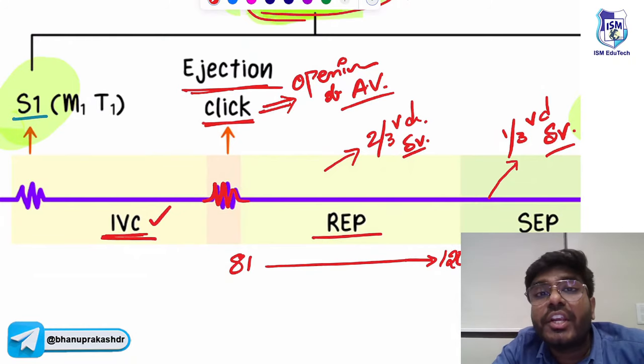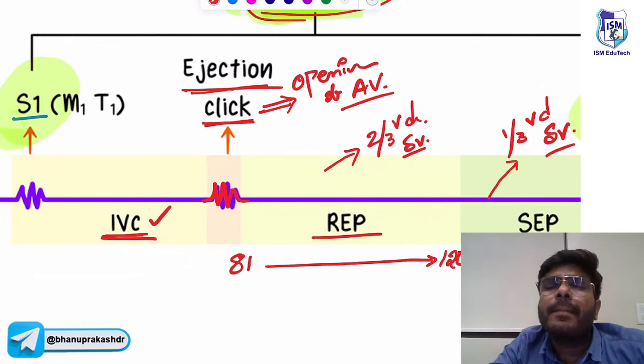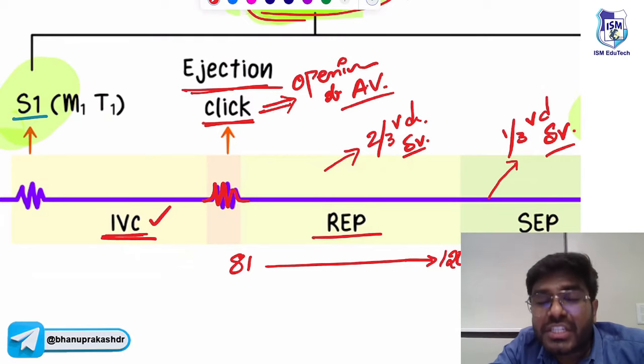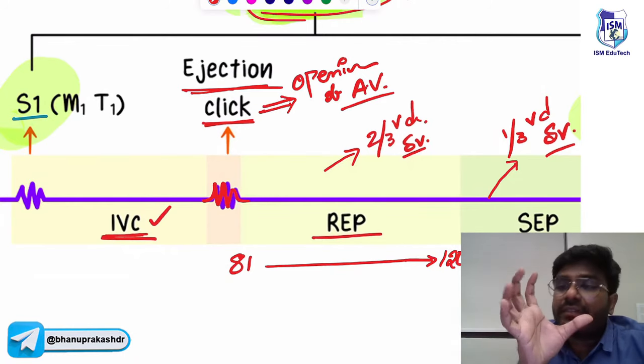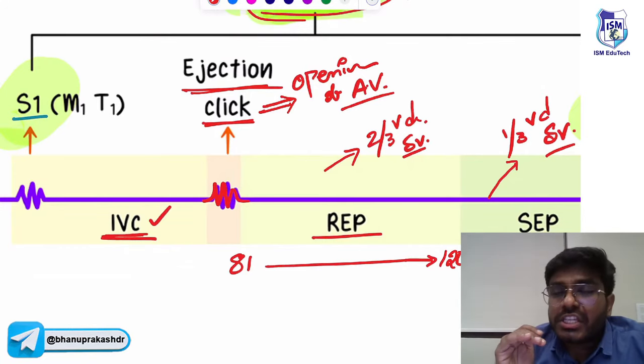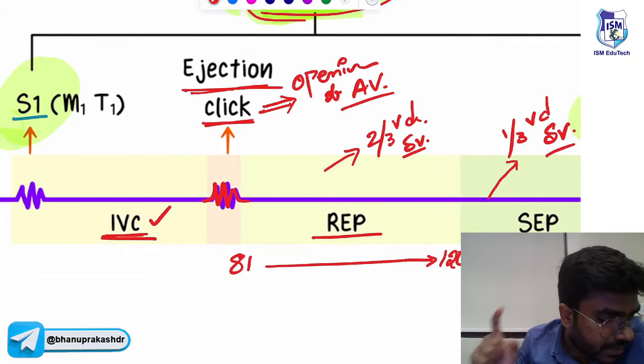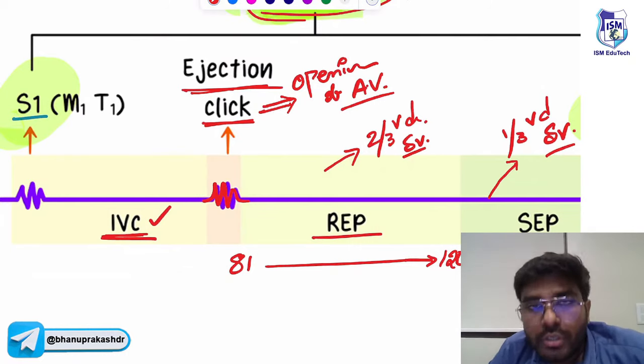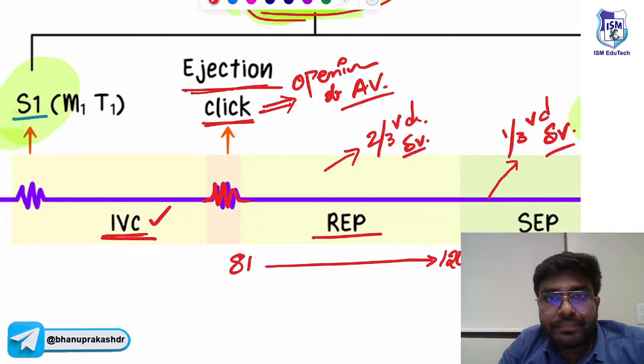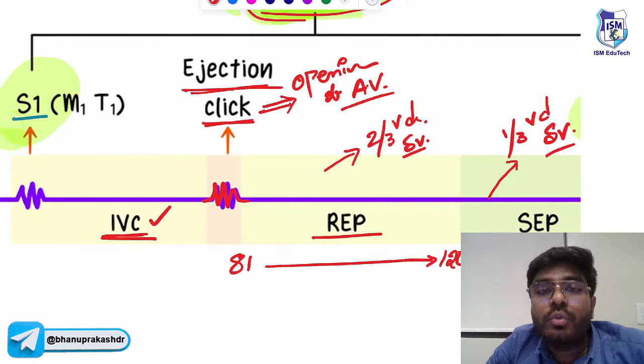Maximum stroke volume is ejected during which phase? Rapid ejection phase. Two-thirds of the stroke volume. Okay, Afran, you are saying isovolumetric contraction? No. During isovolumetric contraction, the ventricle is still contracting, just increasing the pressure. Yes, Afran, you are true. So during rapid ejection phase, more stroke volume is ejected, two-thirds of the stroke volume.